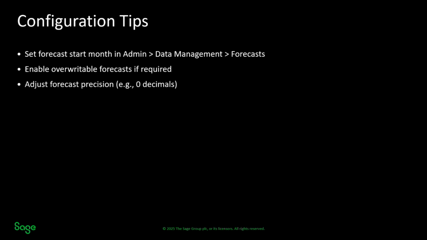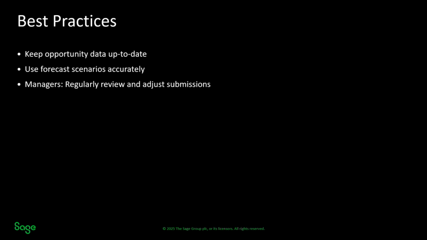For those of you who are going to be looking at the system administration courses, which talk about the configuration of our sales forecasting, have a look at the lesson on forecasting. The setting of the forecasting is all done within the administration screen, data management. You can decide whether or not forecasts are overwritable, and so they are something that can be refreshed, or whether you work with a particular precision as well.